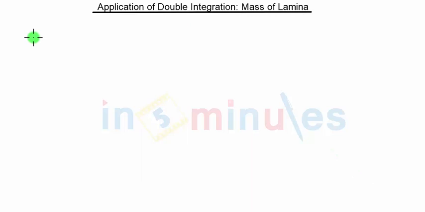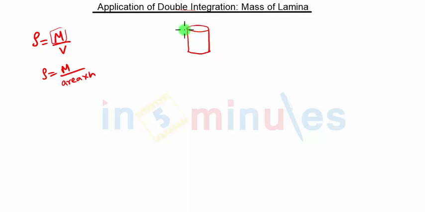What is density? Density is nothing but mass upon volume. We have to find this mass, but we have to use double integration. So density is mass upon volume, and volume is nothing but area into height. Let's say we have a cylinder, which is a three-dimensional figure. We can find the volume as the surface area into height. So here we can write density is mass upon area into height. From here we can calculate mass as density into height into area.